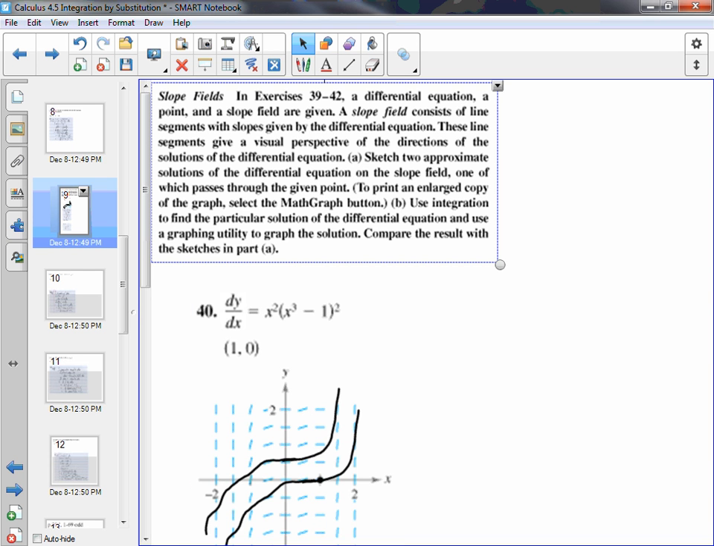All right, so we need to solve the differential equation. So let's review what it means to solve a differential equation. A differential equation is an equation with a derivative in it. And so if you have the derivative of a function, you integrate, because that's the antiderivative, to get the function. So we know that the derivative of y is x squared times x cubed minus 1 quantity squared. So if we take the antiderivative of that, we'll know what y equals.